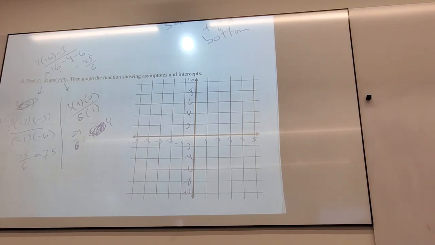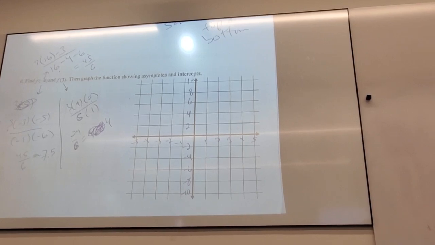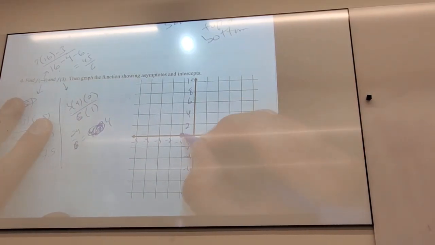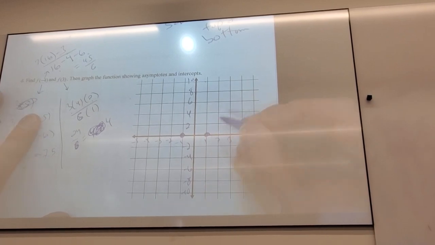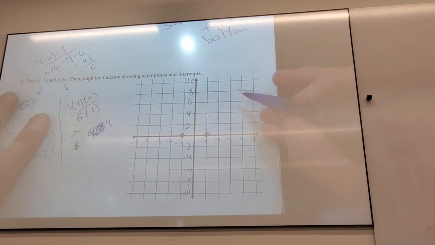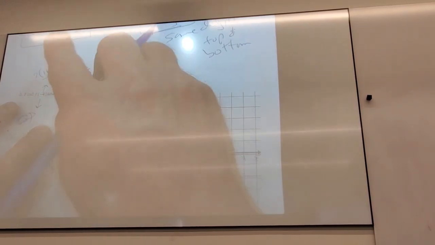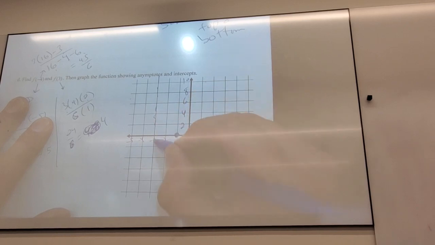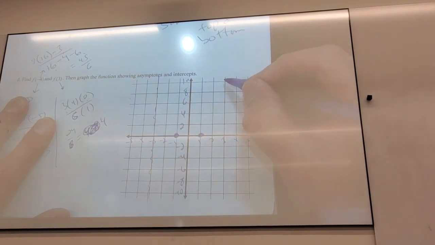Now, what else can I plot with it before I draw anything? Your x-intercepts. That's the next thing I normally do. This is my anchor points. X-intercepts, -1, 0, and 1, 0. The vertical and horizontal, yeah, I could put my walls in. So there's a wall at -3. There's a wall at 2.